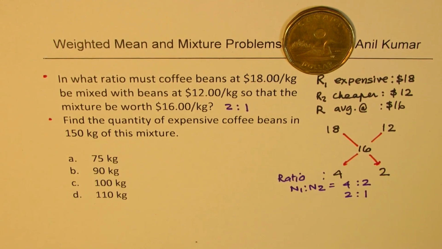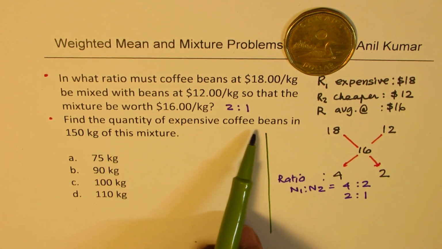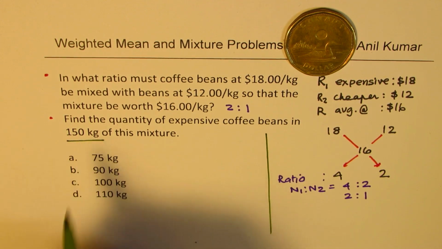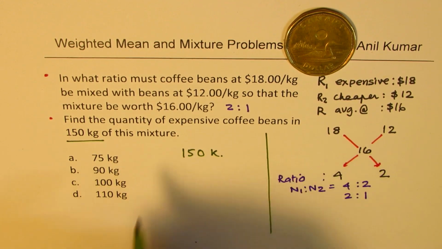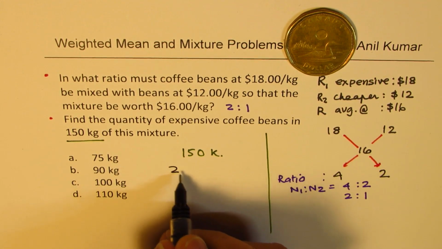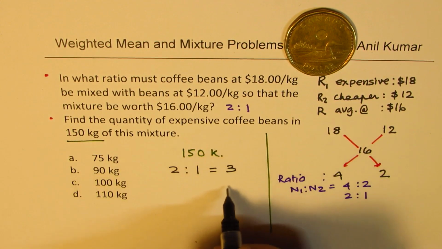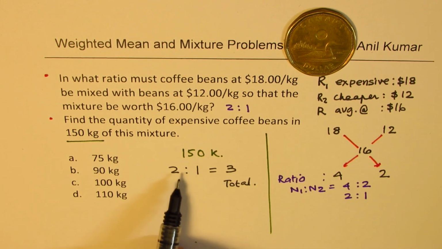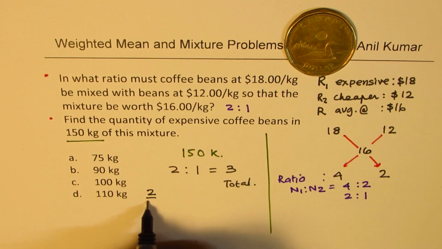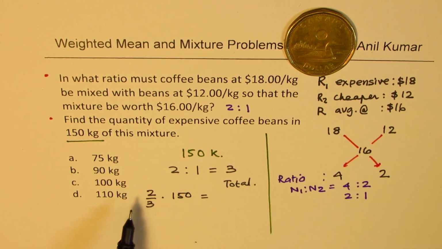Now let's get to the second part, which is: find the quantity of expensive coffee beans in 150 kg, right? So now we have 150 kg in all. The ratio is 2 is to 1, so the total is 3 parts. How much is the expensive one? It is 2/3, right? So 2/3 of 150 is the quantity of the expensive one. Let's figure it out.